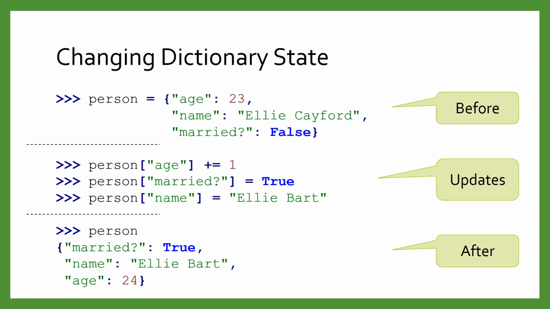Dictionaries, like lists, are mutable. Therefore, we can freely change the value associated with a key. Visually, it's just like changing the value associated with a variable, just with the square brackets and key after the dictionary's name. In this example, we update each key with a new value.